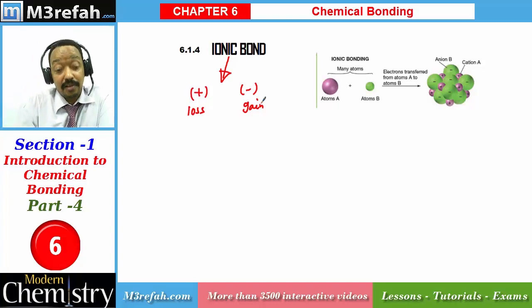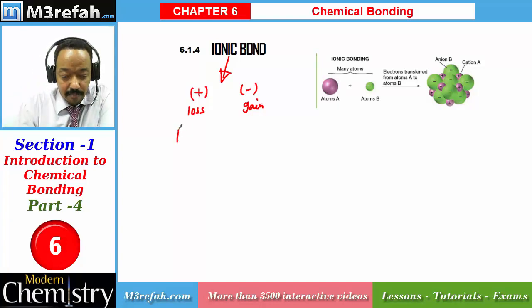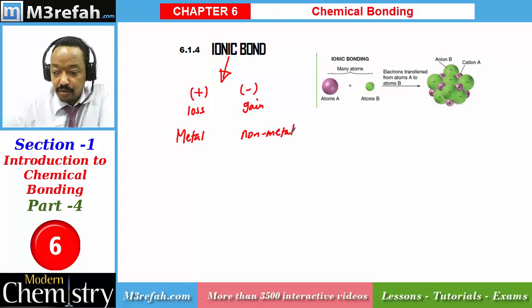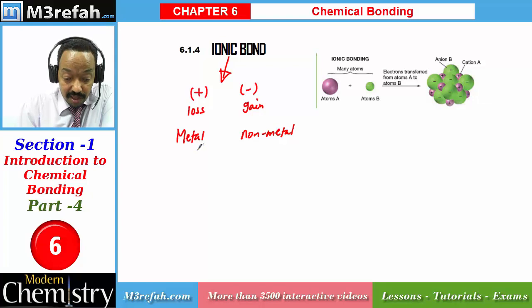So which one surrenders electron? Always metal loses electron, and non-metal gains electron. So we can say ionic compound is an interaction between two atoms, a metal like sodium, and a non-metal like oxygen, or the non-metal bromine.